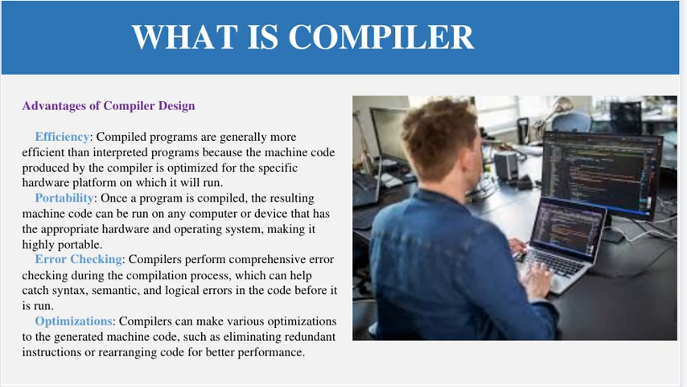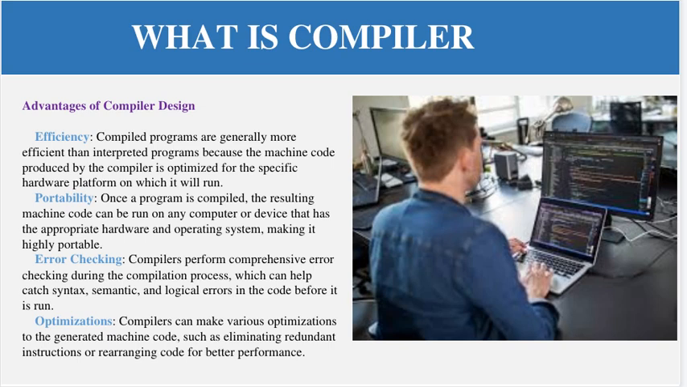Then error checking. Error checking means the compiler performs comprehensive error checking during the compilation process, which can help catch syntax, semantic and logical errors in the code before it is run. So that means if there is any error in the source code, for example you opened a curly bracket and then forgot to close it, obviously it will give you an error.